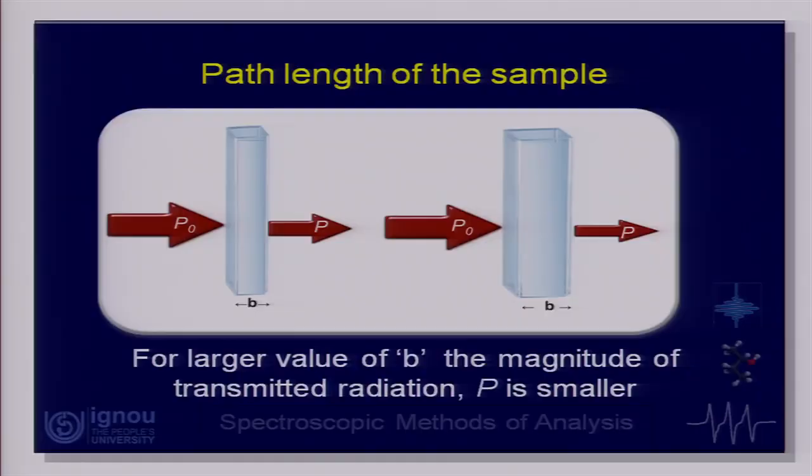So, that is for a larger value of b, where b is typically the thickness of the absorbing medium. If b happens to be more, the intensity of radiation which is coming out will be less. We will elaborate on that in the next session when we talk about UV spectroscopy. Okay, let us move further and talk about the next characteristic.